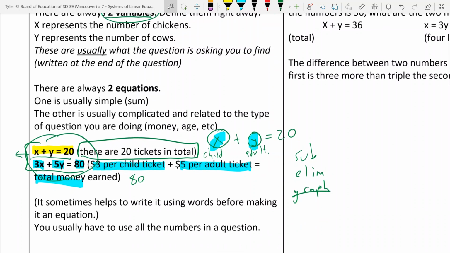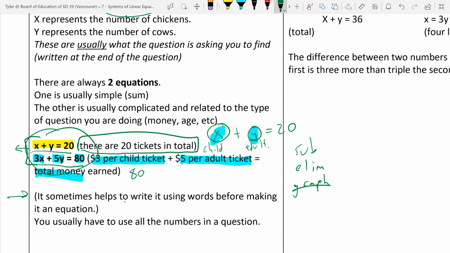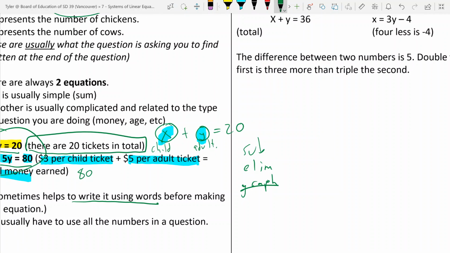The last clue I'm going to give is that sometimes it's helpful to just write it out using words before you make an equation. So for example, it said there's 20 tickets in total. So I said, okay, total is like adding, equals, right? And then total also means you're adding two things together. So I have to add two numbers. And I think, well, okay, we got the kid tickets and the adult tickets. So number of kid tickets, well, I already have that, that's X. And adult tickets, that's going to be Y. So that's my whole equation.